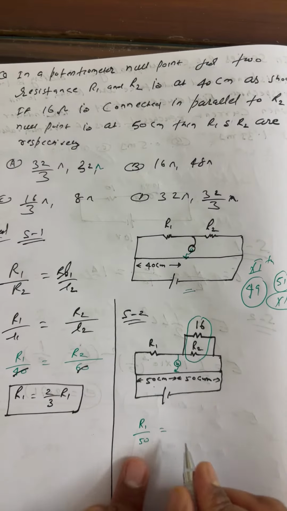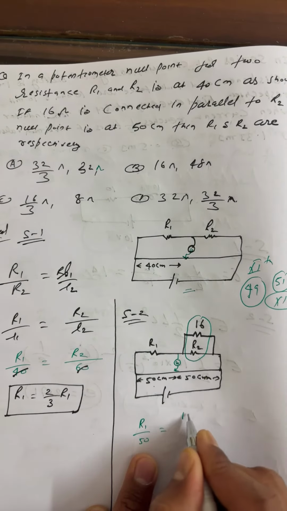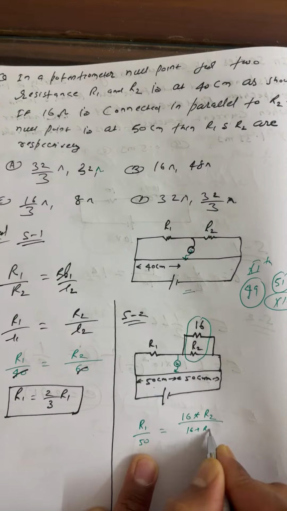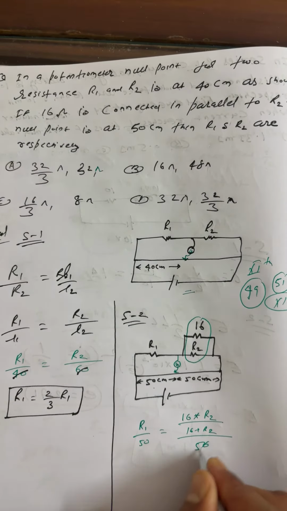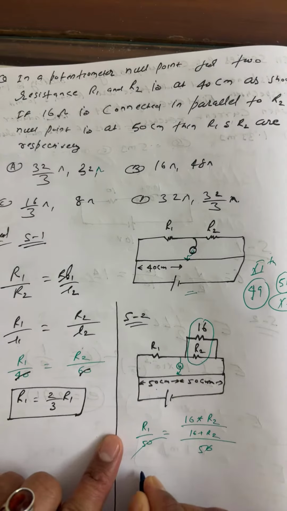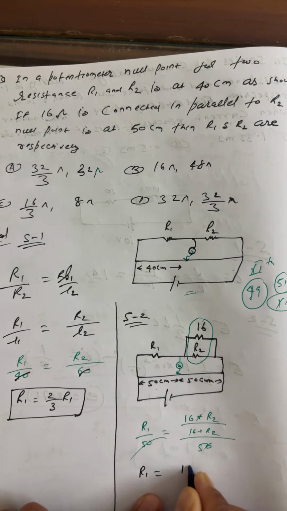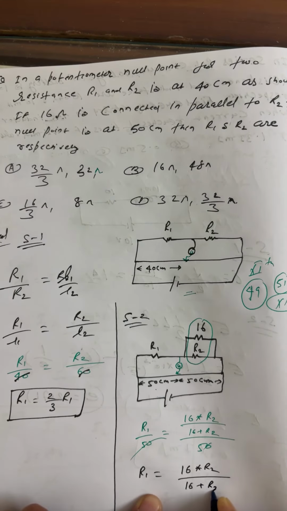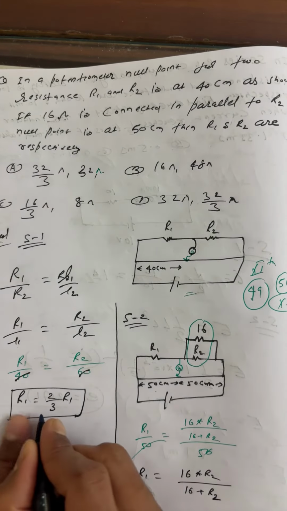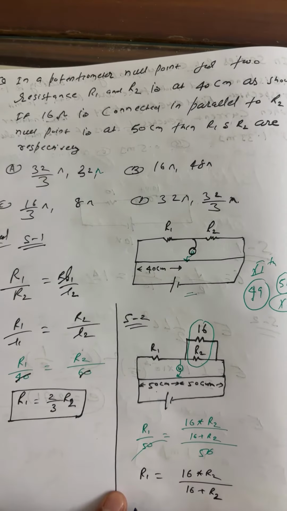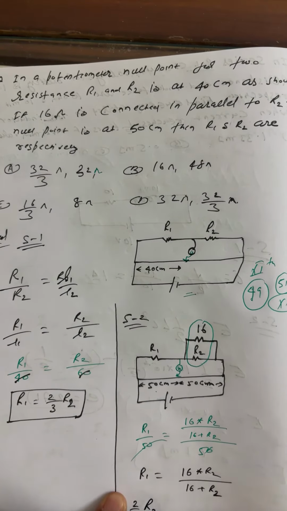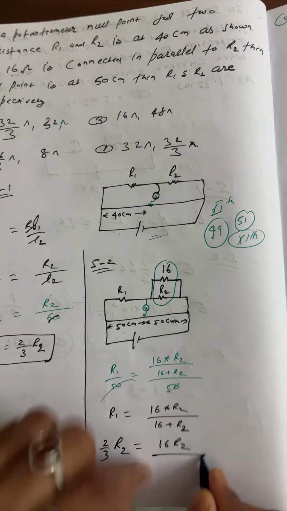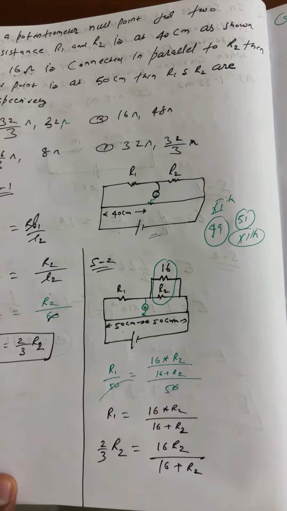Very good. I can see R2 is what? Just two simple calculations. 16 into R2 upon 16 plus R2. This is what 50. You can say they cancel each other. So finally, you can write R1 is equal to 16 times R2 upon 16 plus R2. R1 you can use from here. R1 is 2 by 3 R2. So we can say 2 by 3 R2 is equal to 16 R2 upon 16 plus R2.